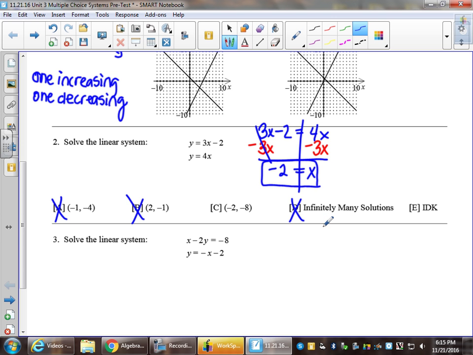So just by process of elimination in this case, I think it's choice C, but we can prove it to ourselves by going and finding the y value. So plugging in negative 2, I get y equals negative 8, and now I'm 100% sure that my answer is C.